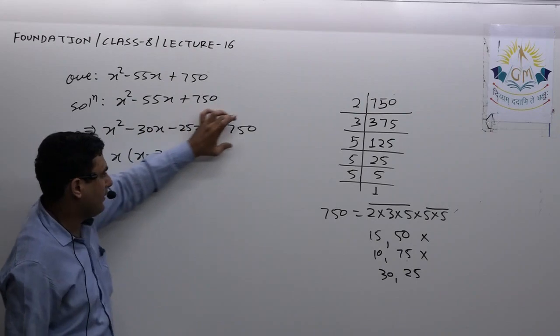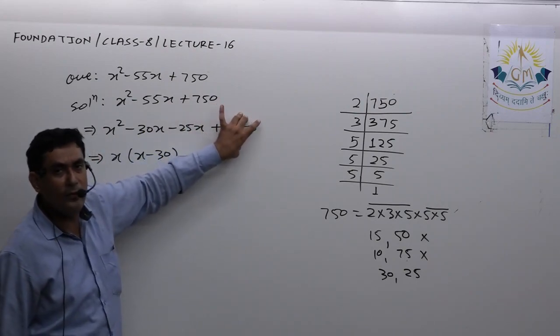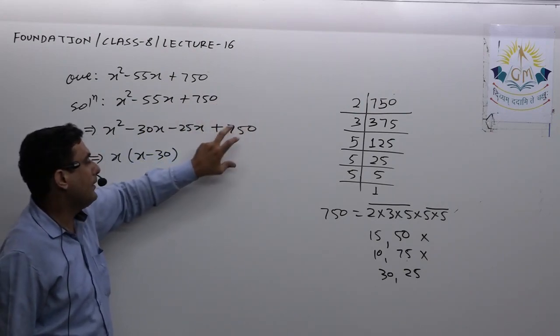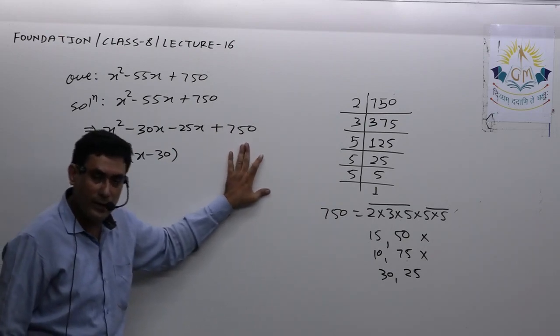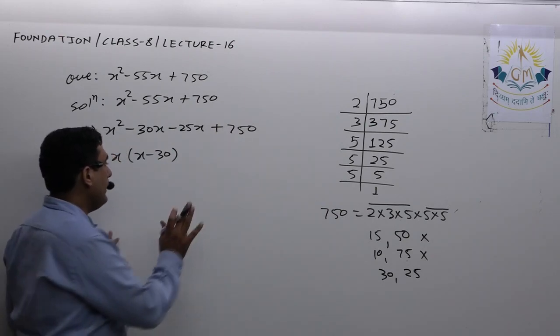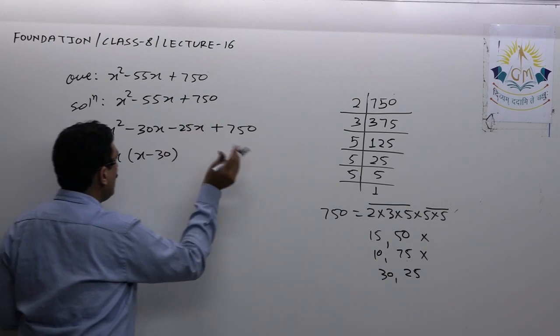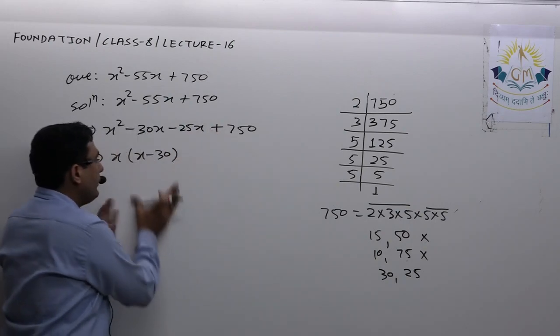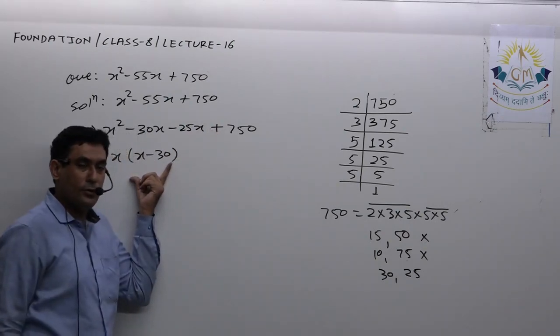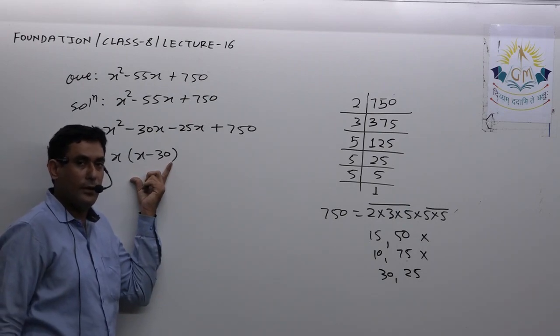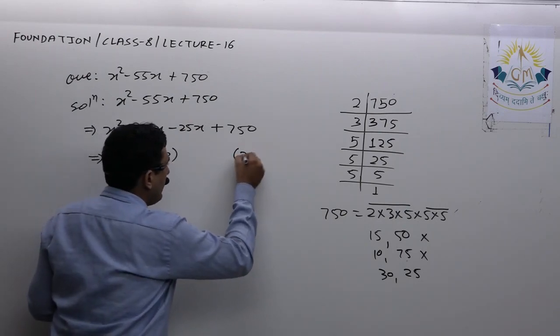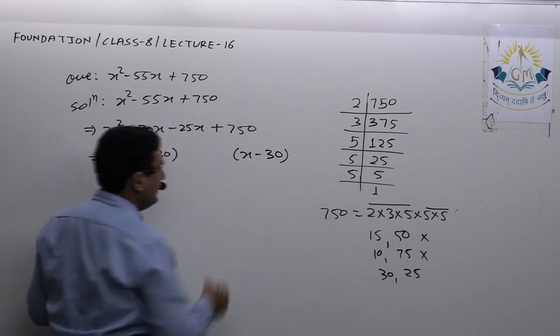This is 25 and 75 is actually 25 into 3. So here I can say if I take 25 common, definitely 30 will be left over here. But still, if you are not able to take common directly, you should understand that whatever you take common, after taking common, you should get this x minus 30 within the bracket. So I'm writing x minus 30 over here.